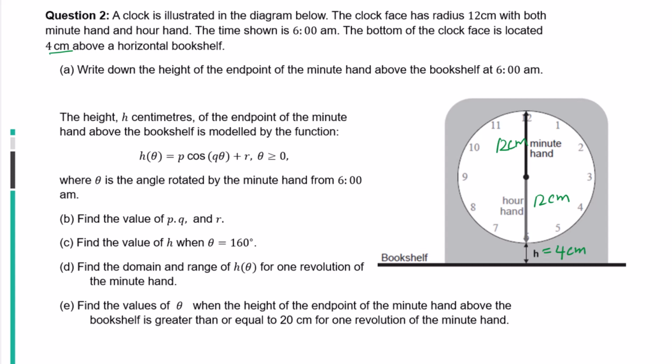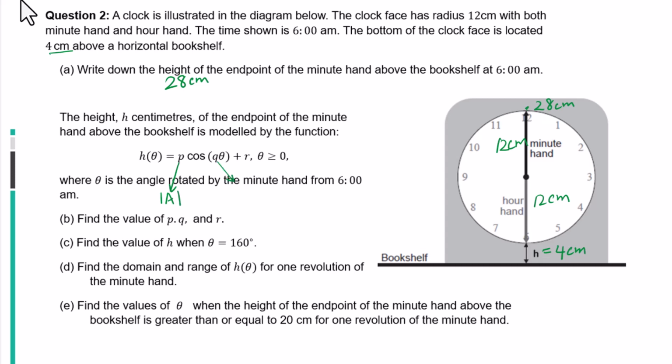12 plus 12 plus 4 is 28 centimeters. The height h centimeters of the endpoint of the minute hand above the bookshelf is modeled by the function, where theta is the angle rotated by the minute hand from 6 a.m. Find the values P, Q, R. This P is the amplitude.